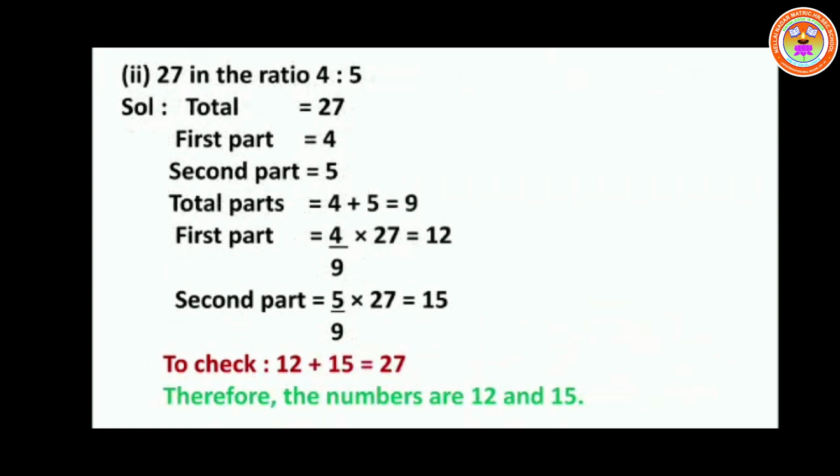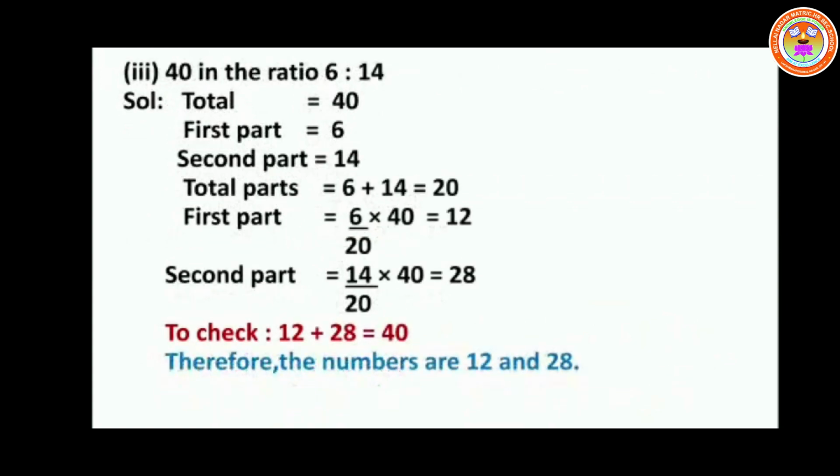9 3s are 27. Now what else do you have in the numerator? 4. So now multiply 4 into 3, 12. 4 3s are 12. Second part, 5 by 9 into 27. Again, this also you can cancel. So 9 3s are 27. So 5 into 3, 15 is your answer. Now we are going to check the answer. Now you add the 12 and the 15. So 12 plus 15, what is your answer? 27. Your total you got. Okay, so therefore the numbers are 12 and 15.